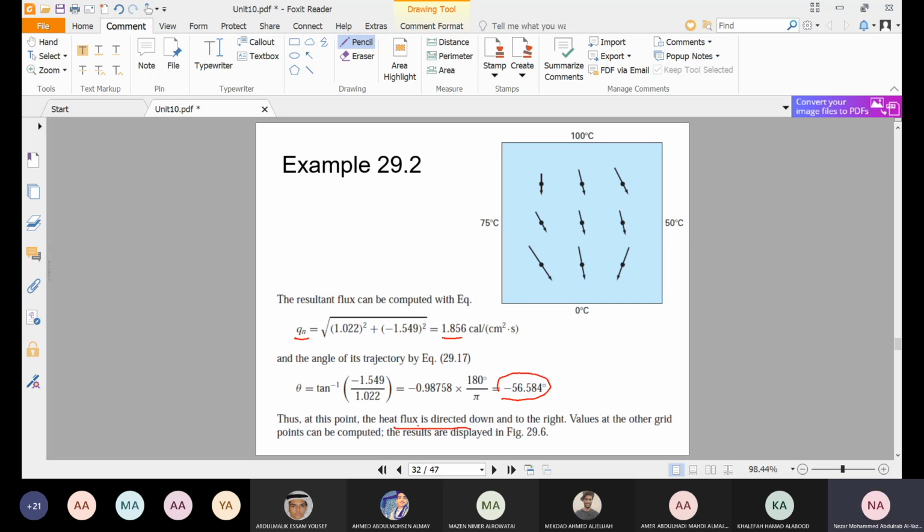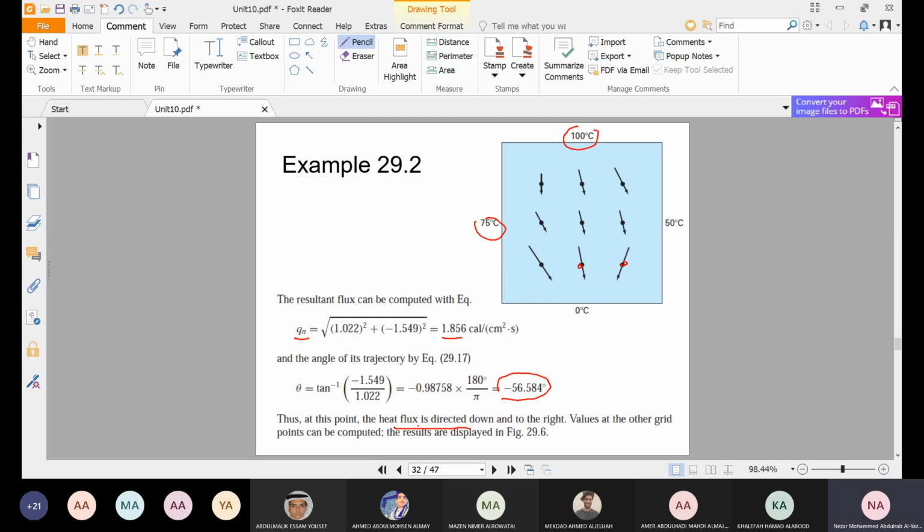And values for other points we can also compute. We can determine the direction of the flux for this node, and for all the nodes, to know in which direction the temperature will transfer. Because theoretically we know the temperature is transferred from hot body to cold body, because this is large compared to this one. So you can see the temperature goes with an angle toward zero because this is the cold body, and this is the hot side or boundary.